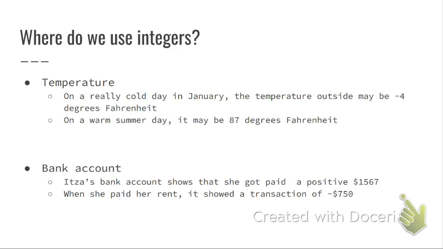Also a bank account. Positive numbers show up like you got paid, you made a deposit, but if you have written a check, or in this case, Itza's paid her rent, it showed a transaction with a negative number because money is being taken out of the bank account. Hopefully, for a balance, we would never see a negative number. We're in some trouble if that happens. That means we've tried to spend more than we have.